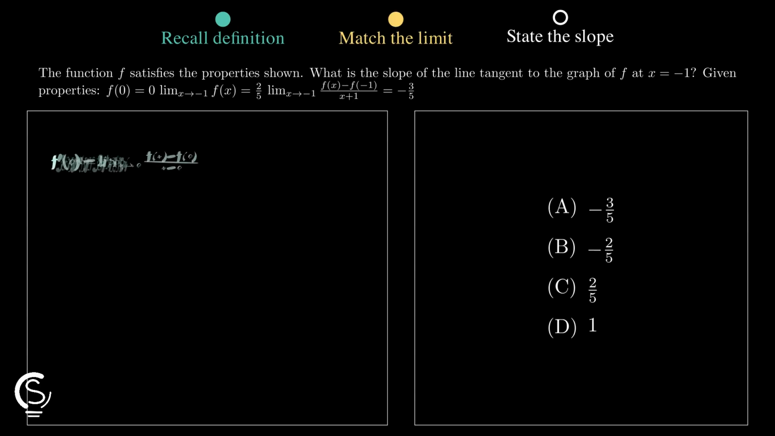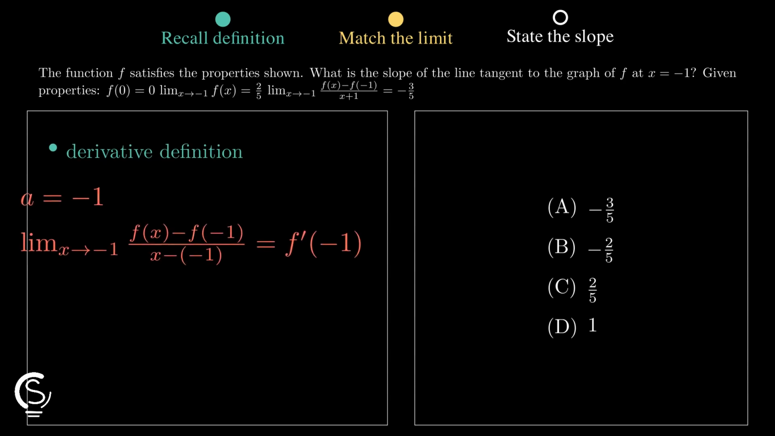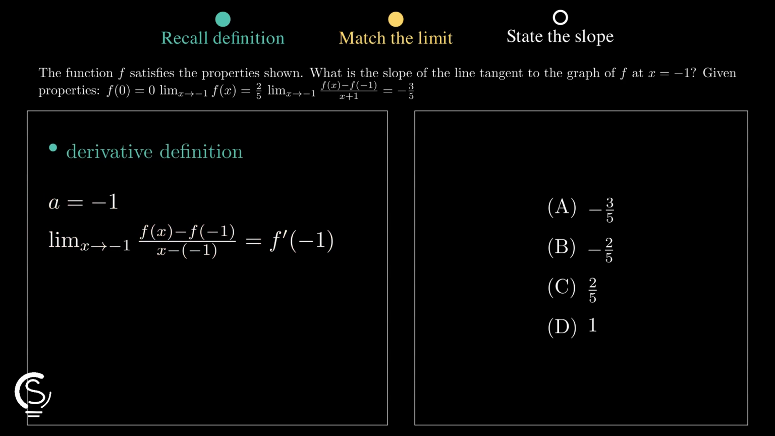Compare our given limit to the definition. Setting a equal to -1, we see the expression perfectly matches the derivative at x equals -1. That is the key.